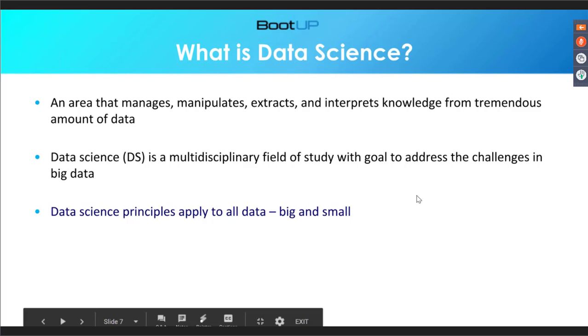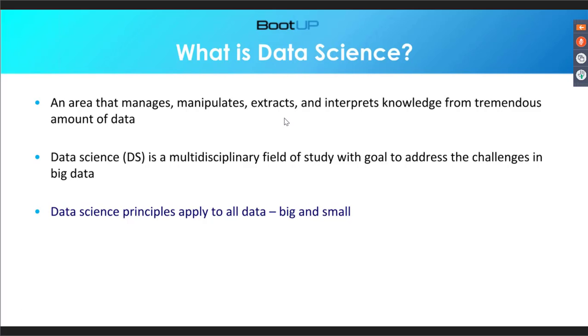Data science principles apply to all data, big and small. So it may be related to the data which is found in your school, or it may be the data which is available to the education minister of the country. So you have data science applied all over. I need to see it in the form of a graph, whether I need to train my teachers to improve the children's scores, or I need to take a decision at the national level to include a particular subject in the school curriculum to improve the value system of the children coming out of this country.